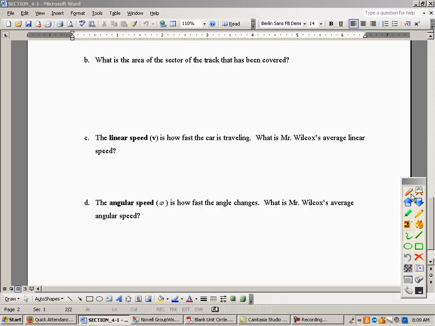The next question says, and let me put my angle back up there, 3 pi over 2, and my radius we said was 50 meters as I'm going through this with you. What is the area of the sector of the track? So they want the area. Okay, well, according to our formula, area is 1/2 r squared times theta. So plug and chug: 1/2 times 50 squared times 3 pi over 2.